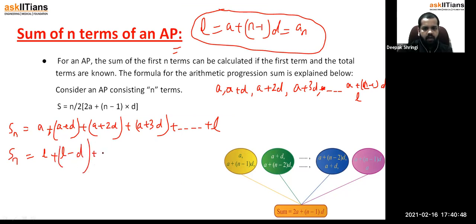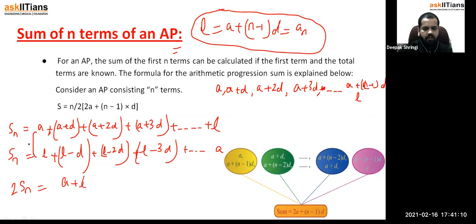Third last will be your L minus 2D. Fourth last will be your L minus 3D, right? Plus that dash 2. Okay. Just add both the equations, then 2Sn is equal to A plus L, if I add the first terms of these, A plus L.